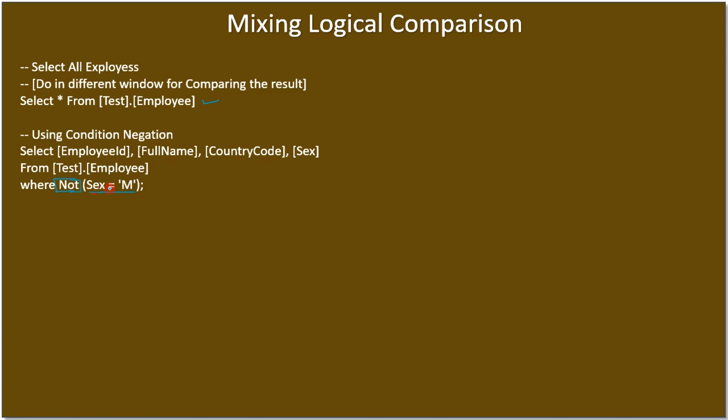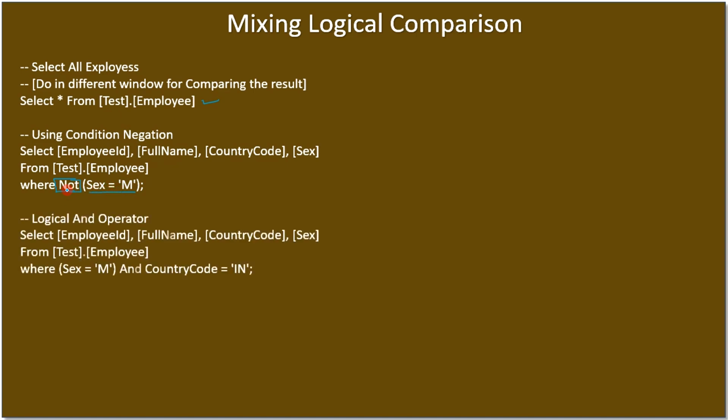The not will do the negation where sex equal to male not means sex equal to female. So that's the use of not operator here. So it will reverse the condition output. So if it returns true, sex equal to male, if it returns true, not means it will return false. So the not operator will reverse the condition.